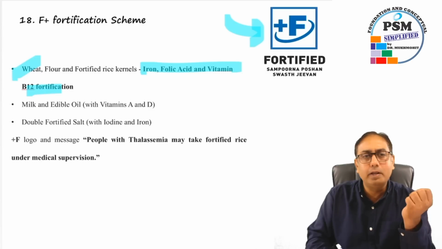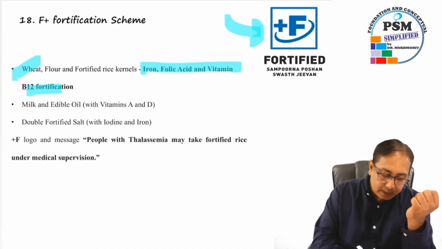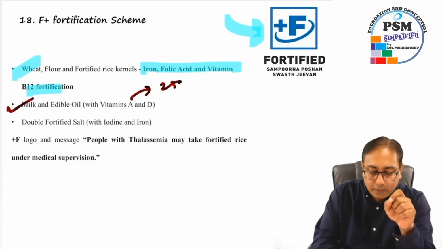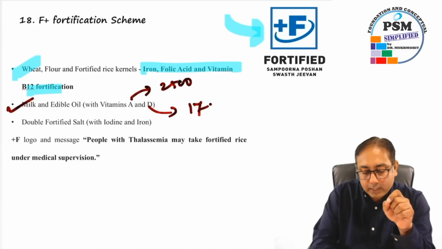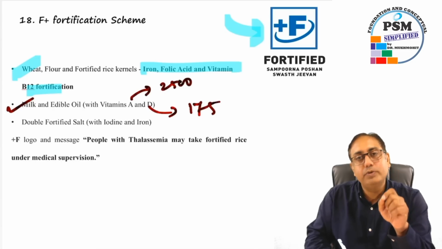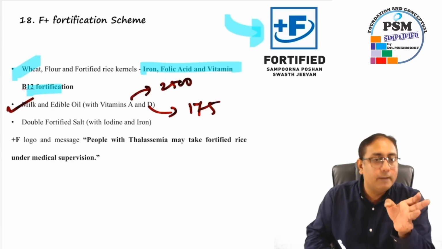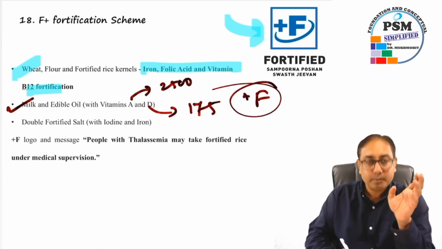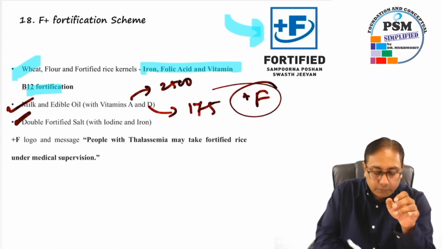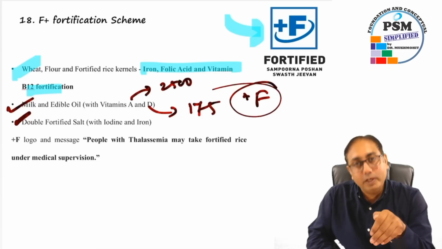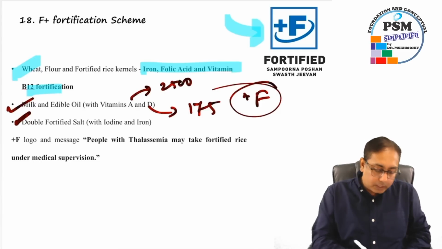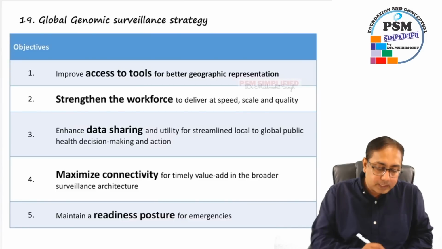And that is what is the staple diet in India. The milk and the edible oils, they should also be fortified with vitamin A and D. Vitamin A in the dose of 2500 international units, vitamin D as 175 international units per 100 ml of the oil, and this should be with the symbol of F+. Next is double fortified salt. This is also called a twin fortified salt. It is with iron and iodine both. So that is the F+ scheme.